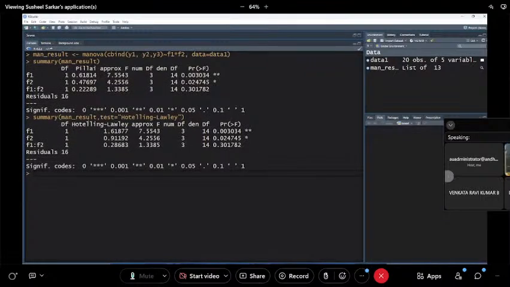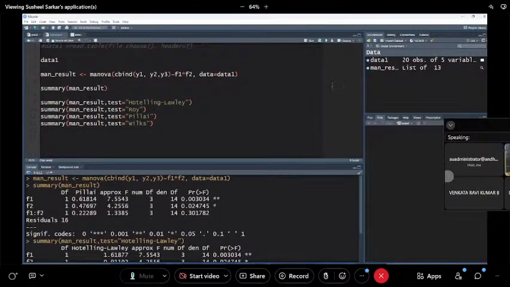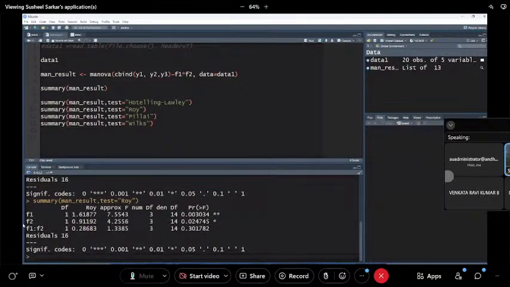So this is the Hotelling-Lawley test. If we run the second one, Roy's greatest root. If we run the third one, we will get Pillai's trace. And if we run the fourth one, this is the Wilks lambda. This is called Wilks lambda.